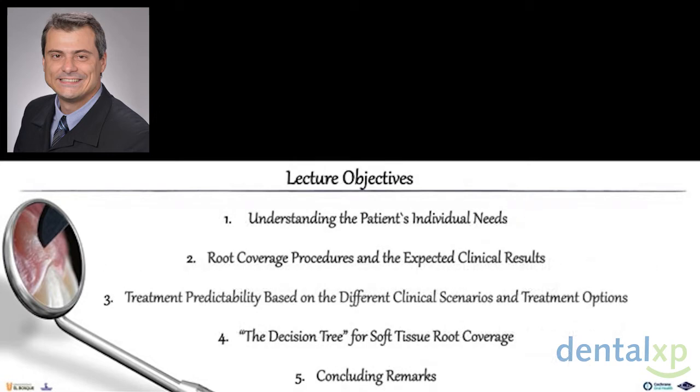That said, I'd like to share with you how root coverage can improve the health, beauty and well-being of our patients. In this lecture I'm going to briefly comment on the importance of understanding the patient's individual needs, the main root coverage procedures reported in the literature and their expected clinical results. Also, we're going to talk about treatment predictability based on the different clinical scenarios developed by the American Academy of Periodontology and their treatment options, the decision tree for soft tissue root coverage, and finish with some concluding remarks.